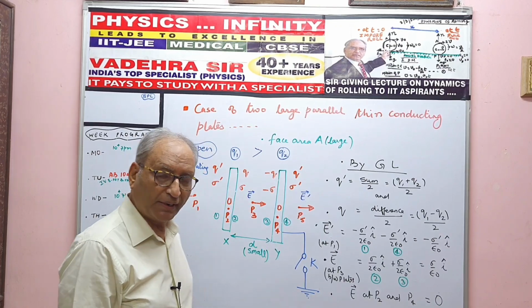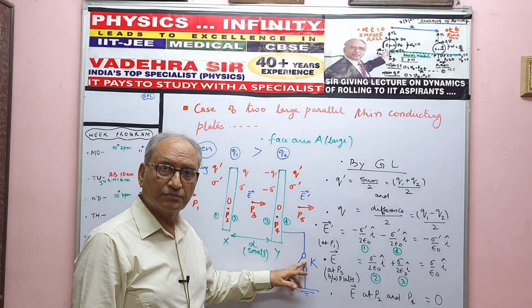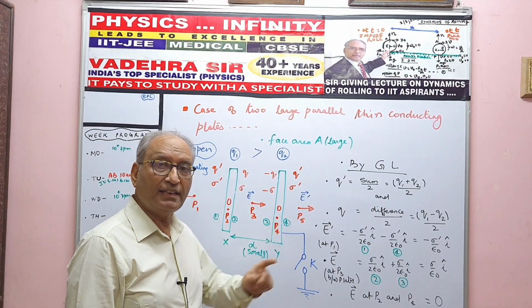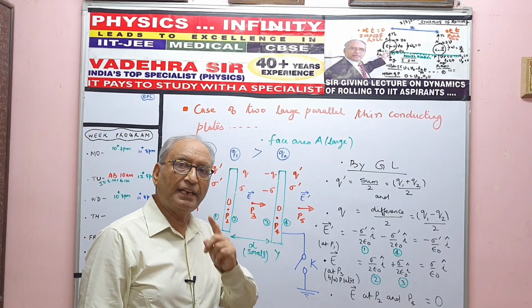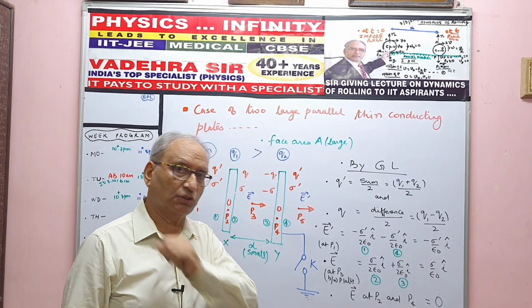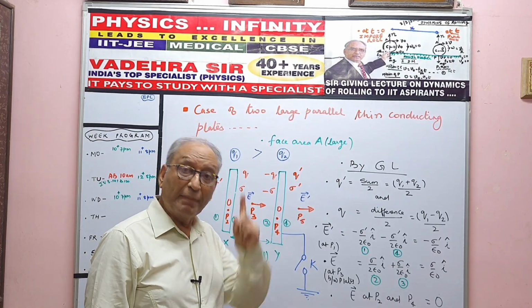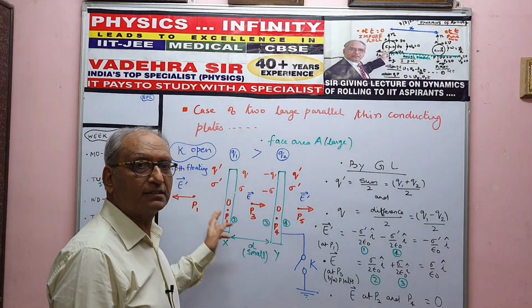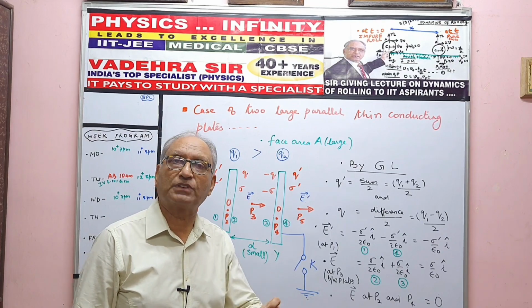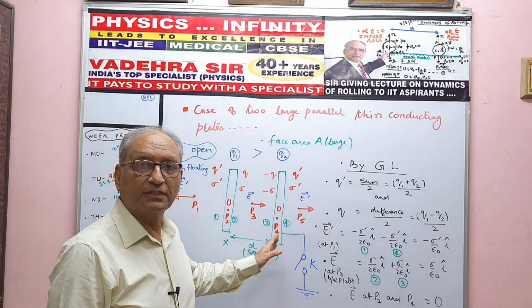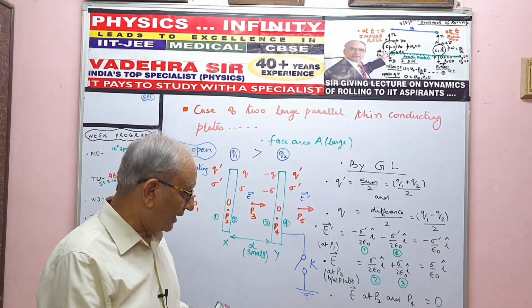First point, the moment K is closed, the plate Y is earthed. That means the plate Y is at 0 potential. Number 2, let's not forget the main thing, that both the conductors will have to be in electrostatic equilibrium. Now this is the plate that is earthed. So what will happen now?